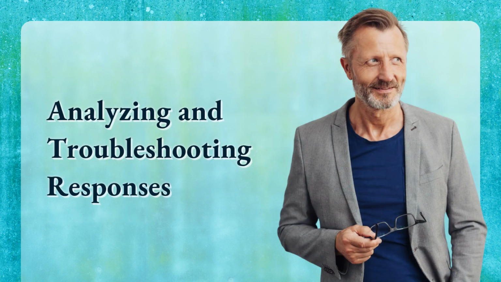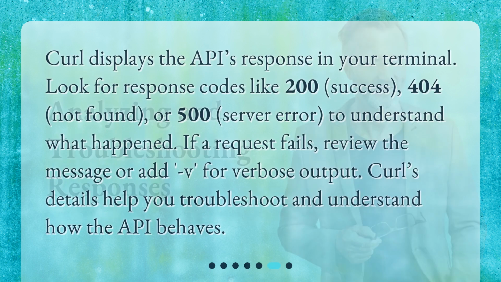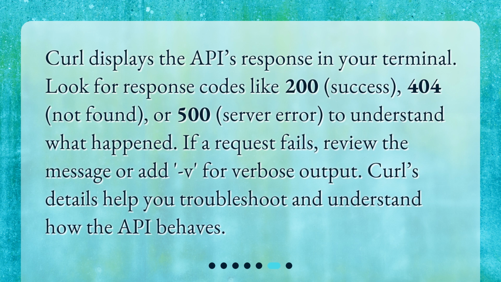Analyzing and troubleshooting responses. Curl displays the API's response in your terminal. Look for response codes like 200, success, 404, not found, or 500, server error, to understand what happened. If a request fails, review the message or add -v for verbose output. Curl's details help you troubleshoot and understand how the API behaves.